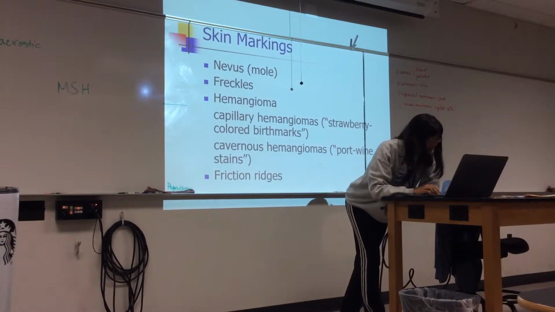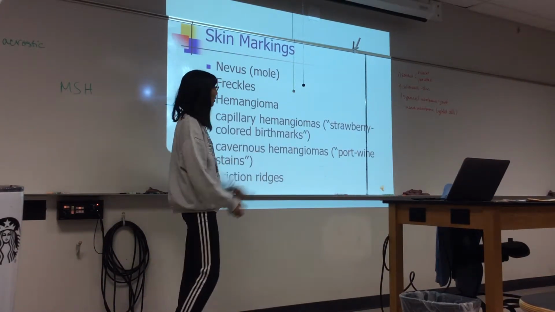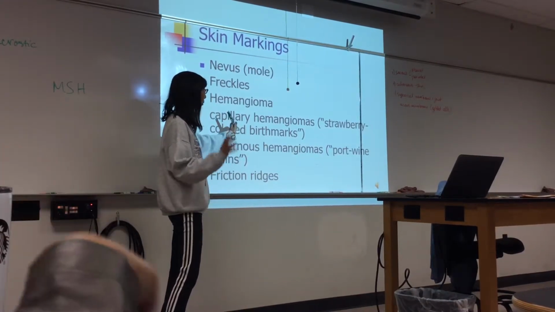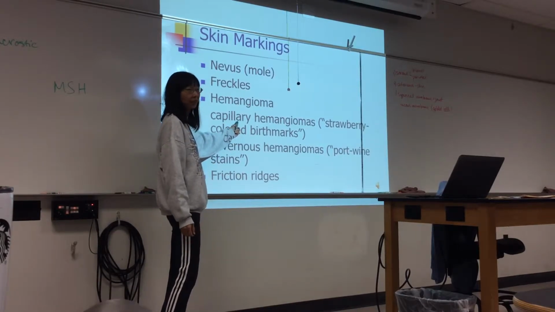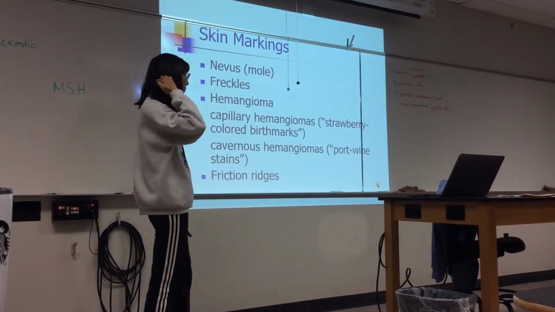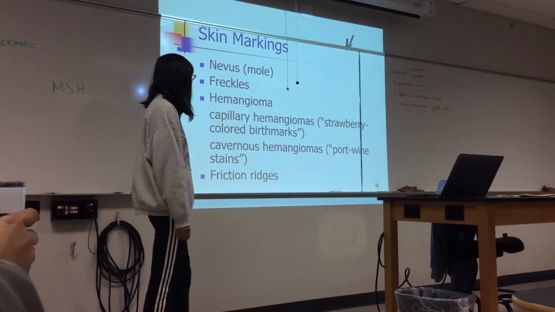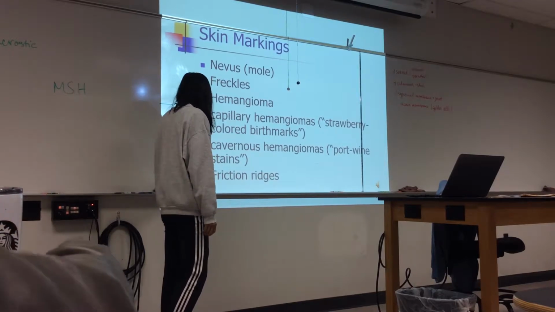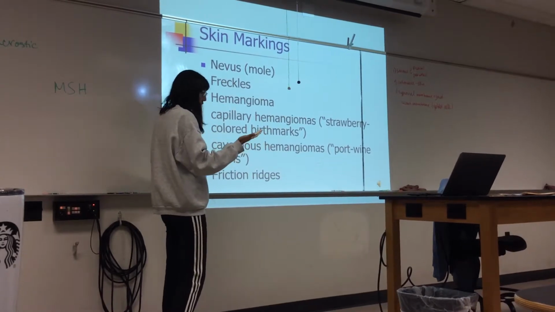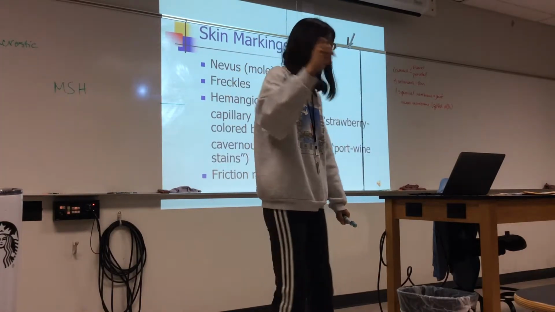We have skin markings, like a mole. Fancy word for a mole is nevus. So we have freckles, hemangioma. That's your strawberry. This is a red bunch of capillary, that's all it is. But because it's capillary, it's going to be reddish because of red blood cells, and it's on your skin, so it's a skin marking, you know. And then we have friction ridges. Friction ridges is what help us to grasp, to hold things and not slip. So in other words, friction ridges has to do with your fingerprints. Okay.